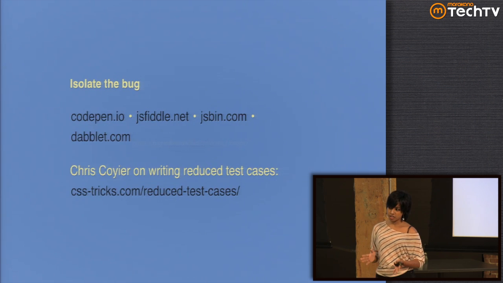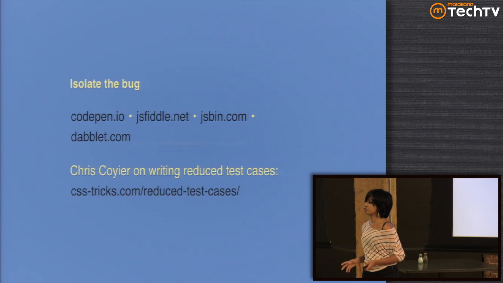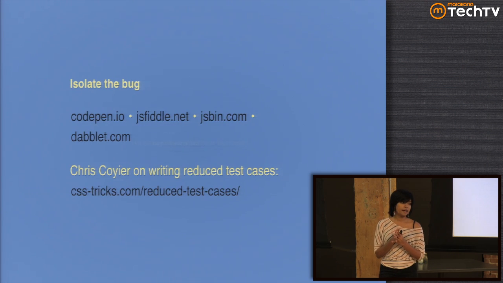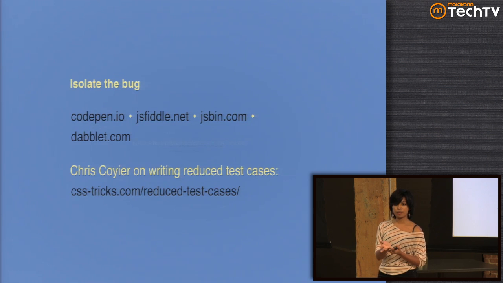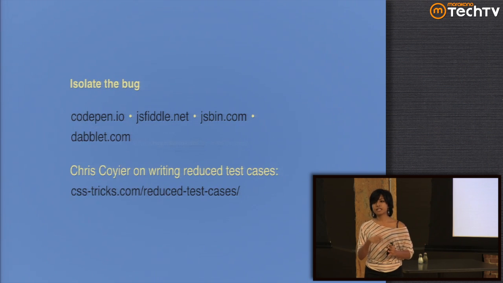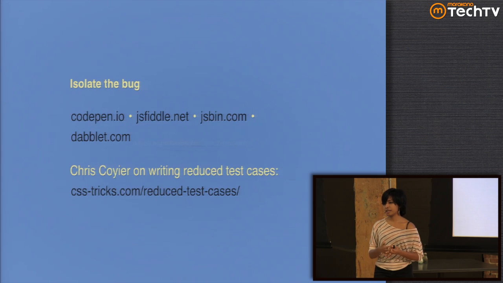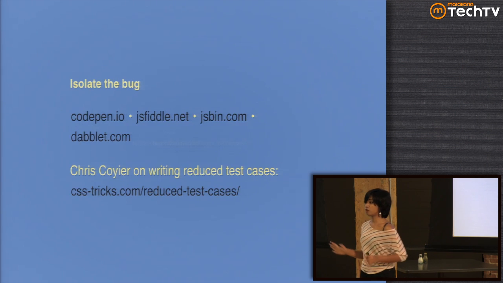So there are lots of times you'd find bugs, and the first thing to do is that you need to isolate the bug. And you can do that by going to any of these sites, Dabblet, CodePen, all of that, and create a simple test case that would trigger the bug. And Chris Coyier has written a great article on how to create test cases, a reduced test case.